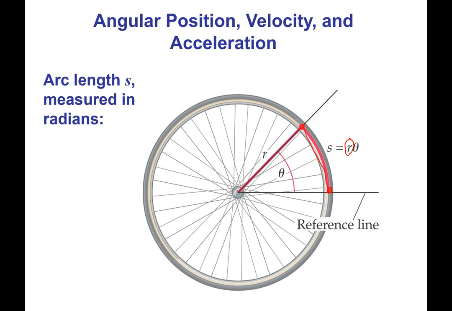So you would just take your theta, which is your angular position, times your radius, and you get your arc length. Your radius is measured in meters. Your theta is measured in radians. You multiply those together, boom, and you get meters.